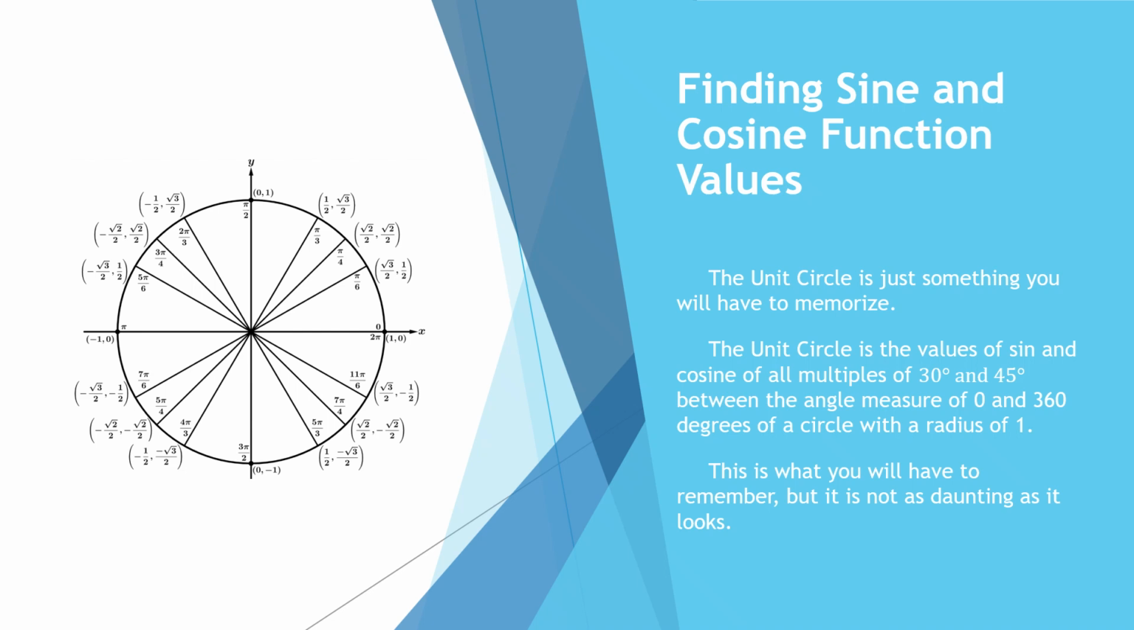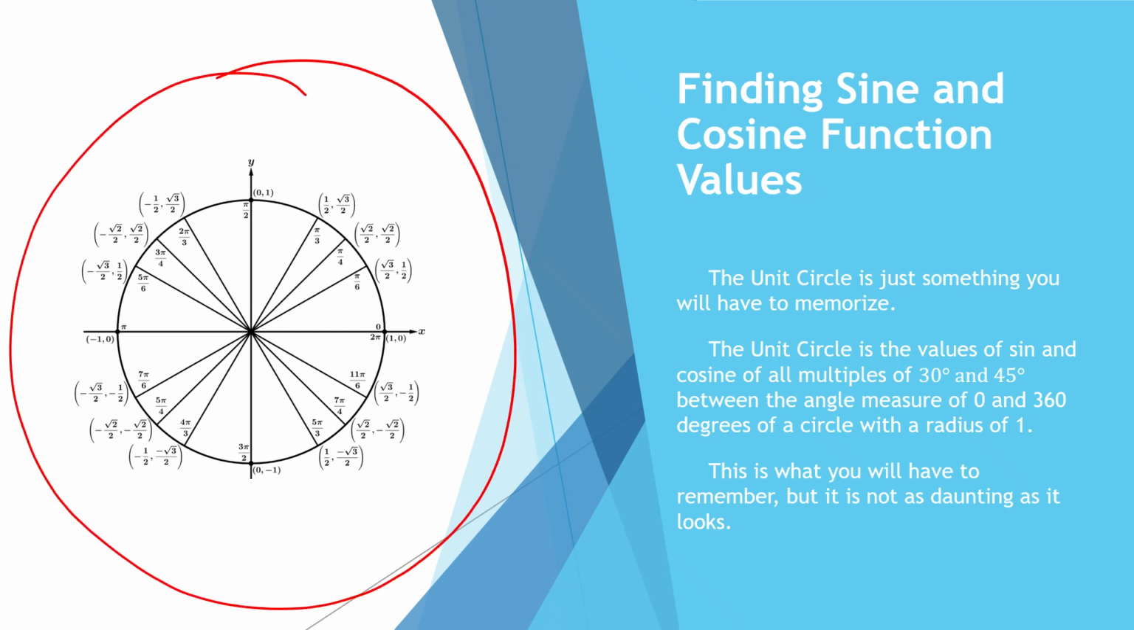Now, finding sine and cosine function values. This is what you're going to memorize before the end of class. It may look daunting, but it's not as bad as it may seem. The unit circle is basically when the radius is 1, every single value for sine and cosine, like I said, with multiples of 30 and 45 degree angle measurements between 0 and 360 degrees. So you won't have to memorize like sine of 720 degrees.